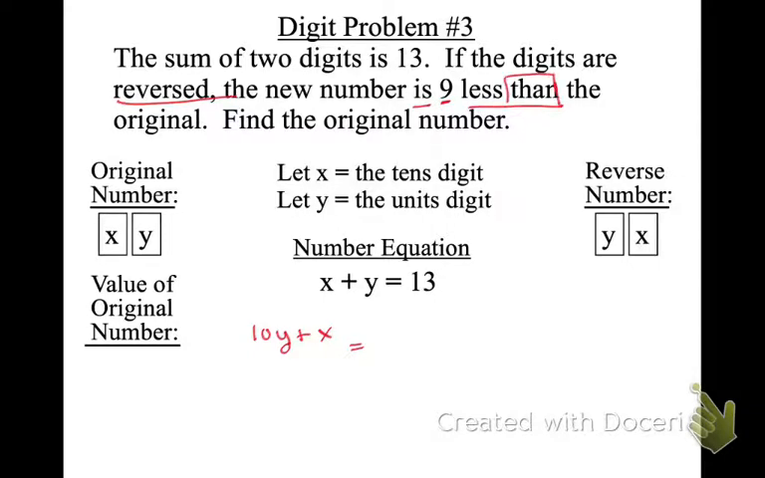If I don't switch that and do plus, if I write minus 9, if I put the 9 first, I will get this wrong, because it's 9 less than, really. The 9 has to come onto the right, the original value, which would be 10x plus y. We have our two equations.